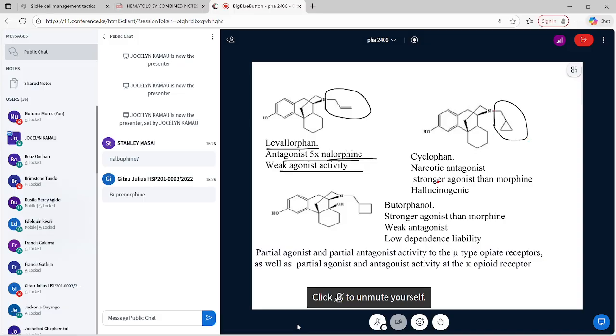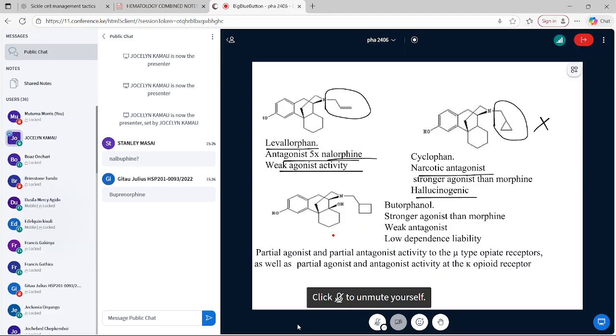It's a narcotic antagonist, so very similar to naltrexone. Stronger agonist, so it's not a pure antagonist also. It's a narcotic antagonist, stronger agonist than morphine, but it was found to be hallucinogenic. So it also had both. Unfortunately, it was found to be hallucinogenic, so I think it was discontinued from the market.